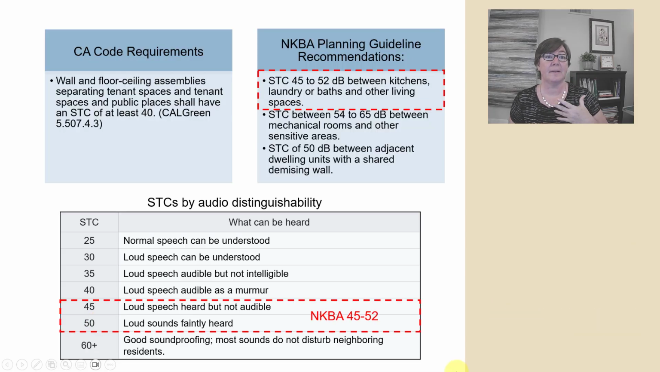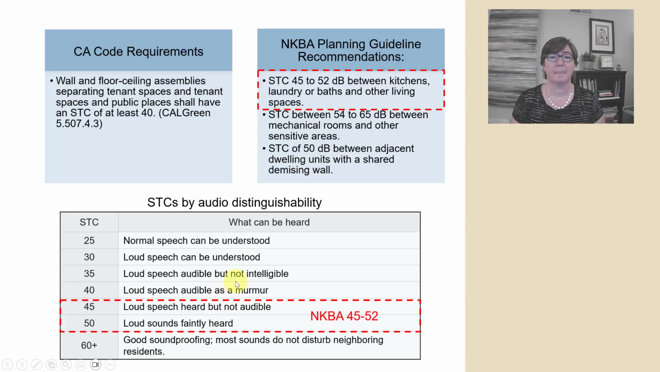Now let's look at some requirements and recommendations for STC ratings. Starting with California Building Code, CALGreen only addresses STC ratings in one place, and that is with multifamily residential. When you've got different tenant spaces, you need to separate them with an STC of at least 40. And remember, that's loud speech. You can hear it, but you can't tell what they're saying.